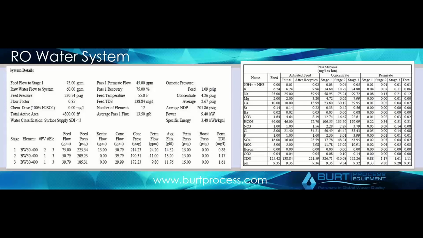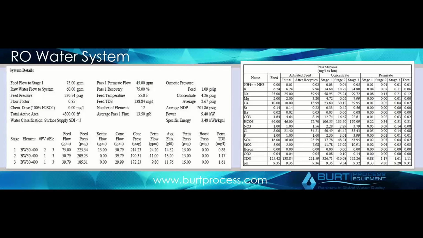So when you're doing optimization of a lot of different ROs, this is why it's important to have your feed water quality. You can input, as you can see here on the right, some initial parameters of what could be coming into your stream: ammonia, sodium, magnesium, calcium, some different anionic compounds, and then things like CO2, and you have the total dissolved solids. So here in your initial feed, you have 125 as an example.